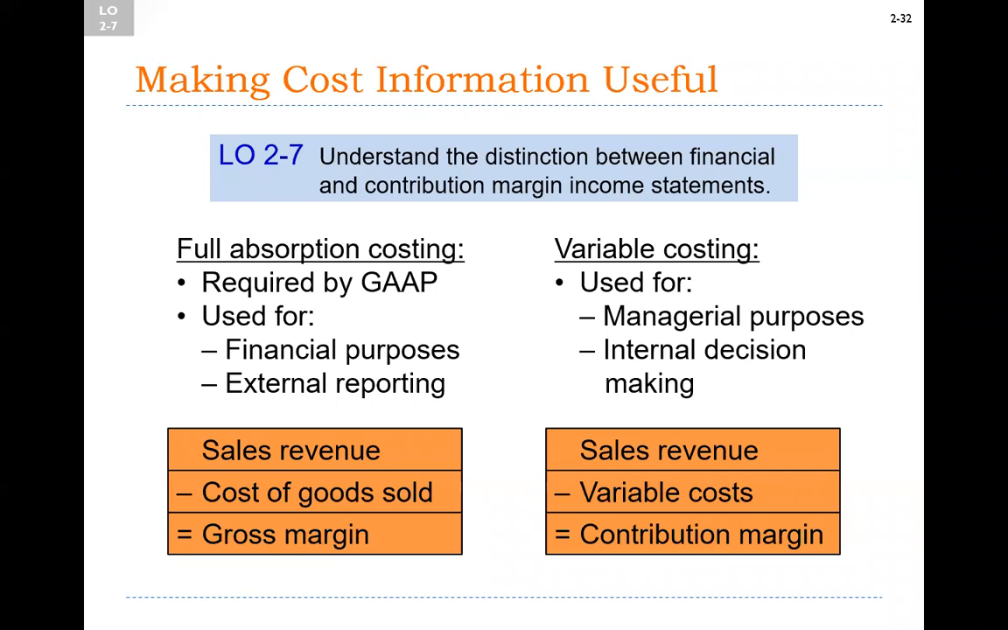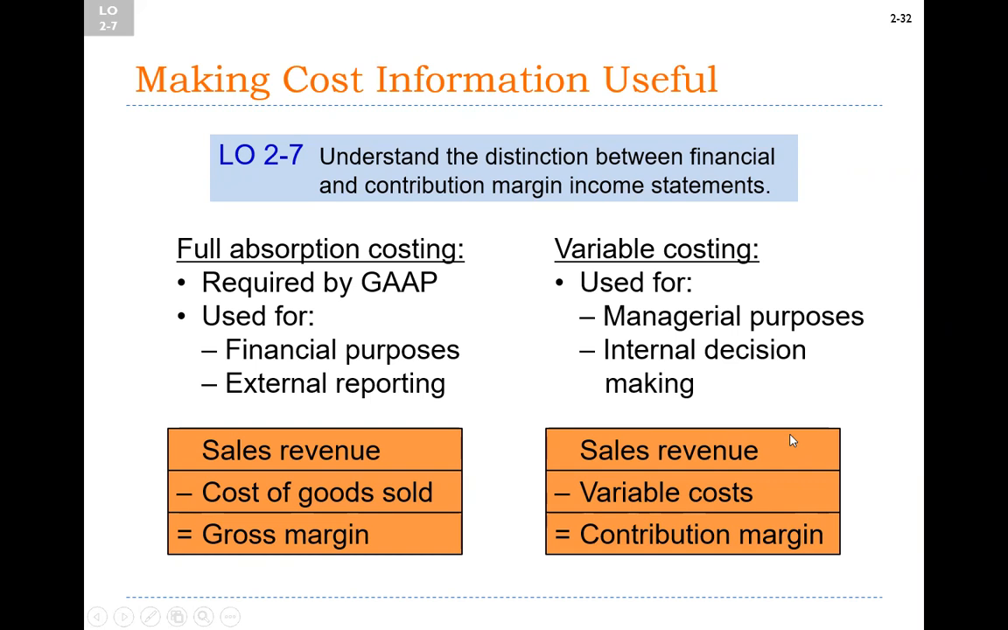This is the same income statement that you prepared in Accounting 1 or Accounting 2, when you did the multi-step income statement and you took your sales minus cost of goods sold, and it gives you your gross profit. Cost of goods sold includes all of your product costs, so your materials, your labor, your overhead. Don't care whether it's fixed or variable.